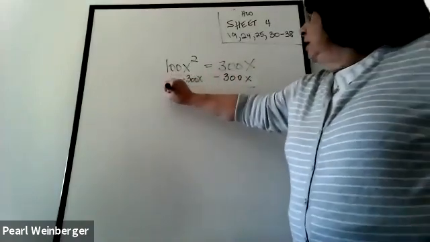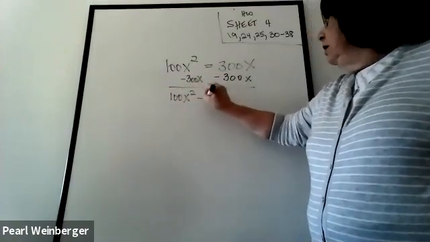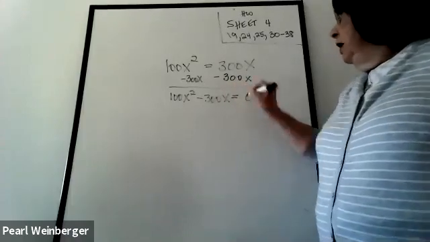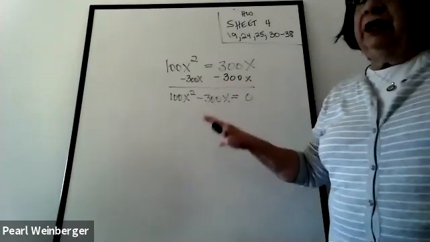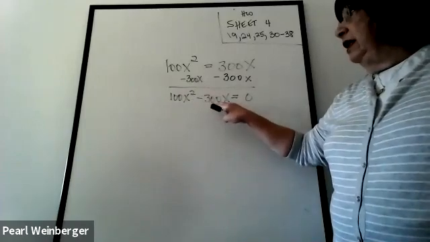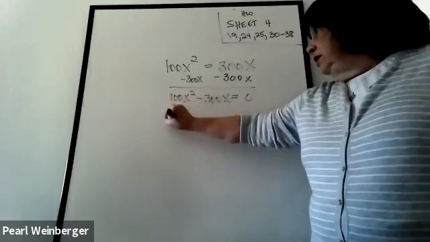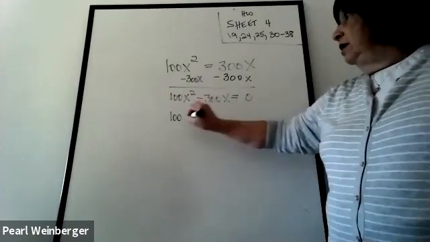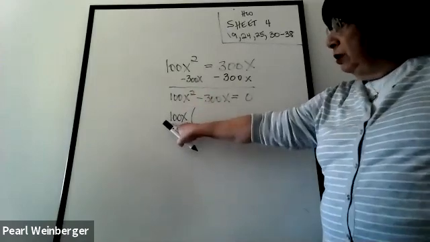Which will give me 100x squared minus 300x equal to 0. It's not a trinomial, it's just a binomial, but again, the method is factoring. And the first type of factoring we always look for is a common factor. And between 100 and 300, 100 is the common factor. And also x squared and x is a common factor. So my common factor is 100x.